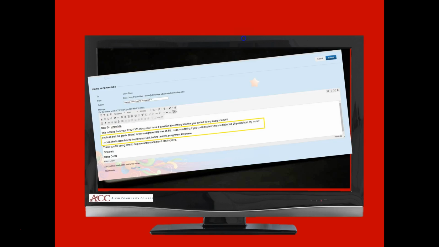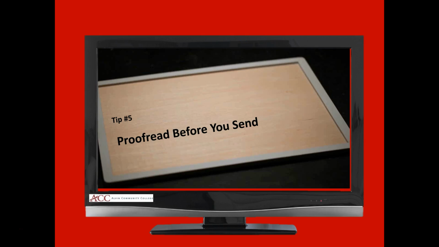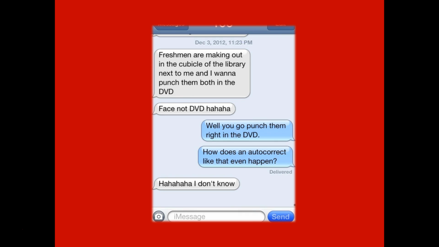Tip number 5 is very important, and it is to proofread the message before you send it. Nothing is more embarrassing than realizing that an email that you sent contains typos or grammatical mistakes. You can prevent this by taking the time to carefully proofread any message that you create before you send it out. Sending written communications with mistakes looks unprofessional and undermines the importance of your message. So my advice is to read it, reread it, and then read it again before you send it.